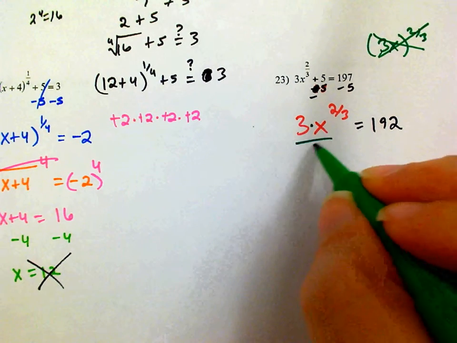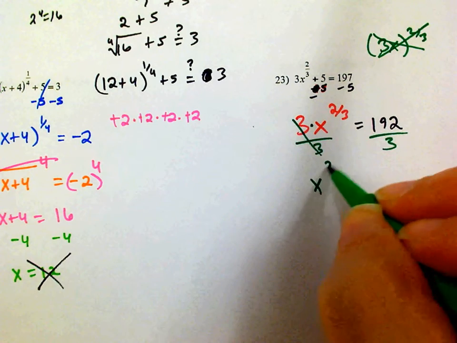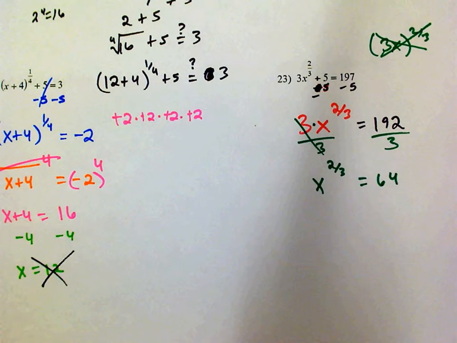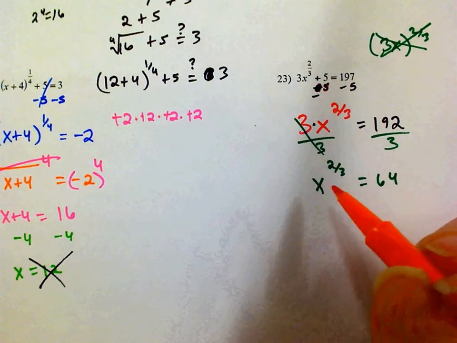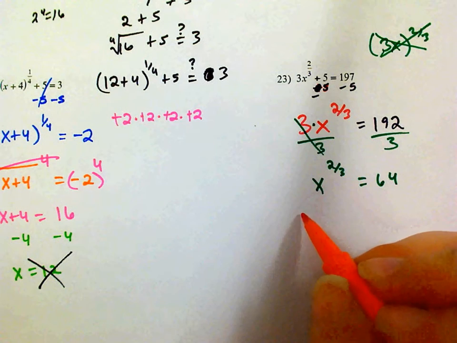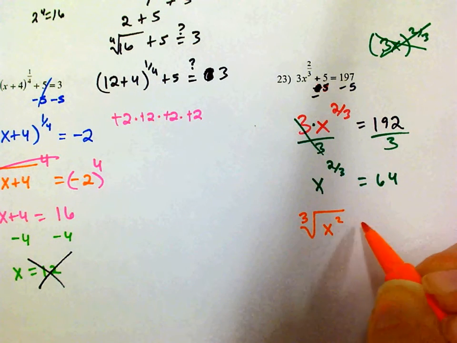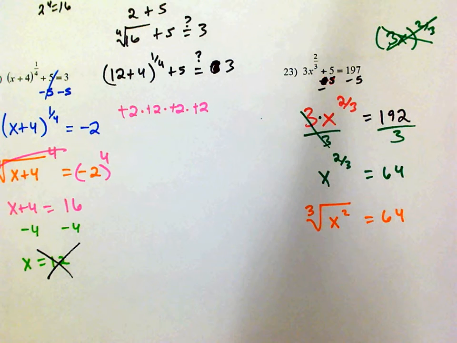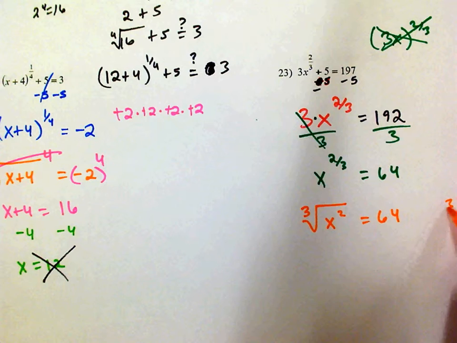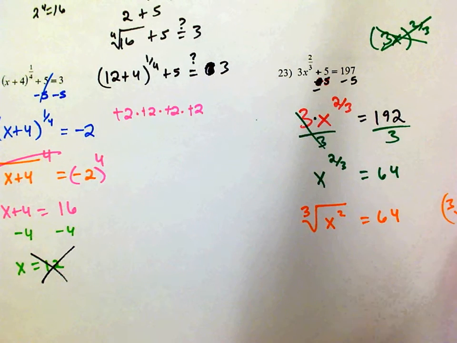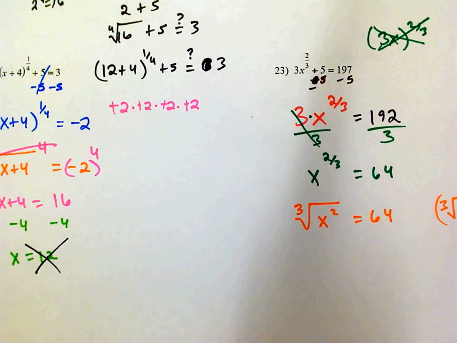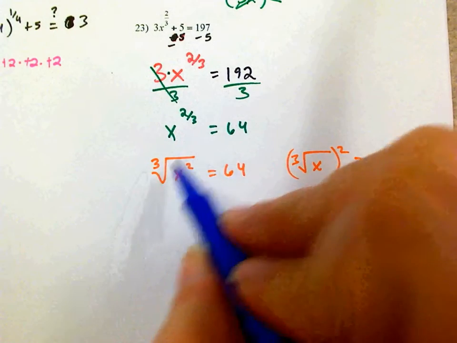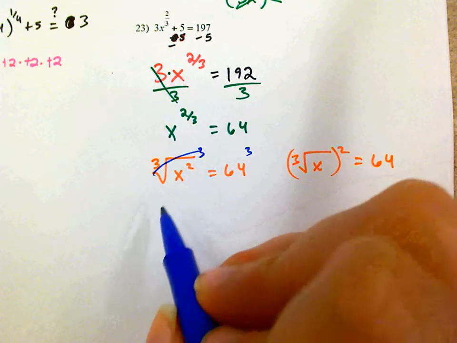Now you need to rewrite what this is. This is the same thing as the 3's on bottom, so it's the cubed root of x squared equals 64. Okay? Or the cubed root of x squared equals 64. It really doesn't matter. I'll work it both ways. So in the first way, to get rid of the cubed root, you cube both sides. Now you get, oh my gosh, I think it's 262,144, but I'm not positive.